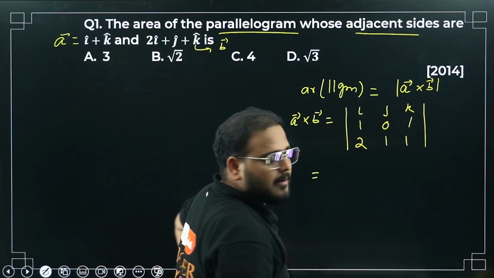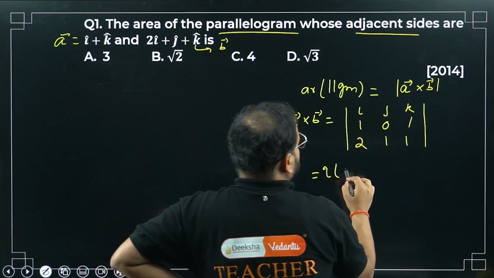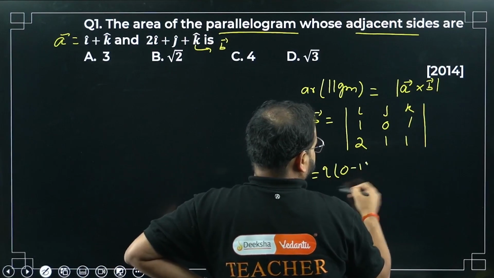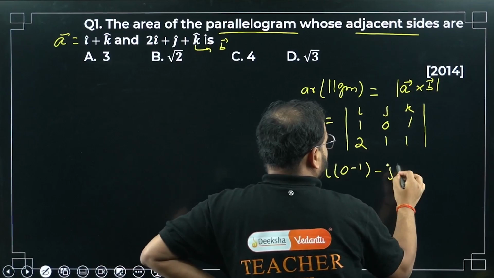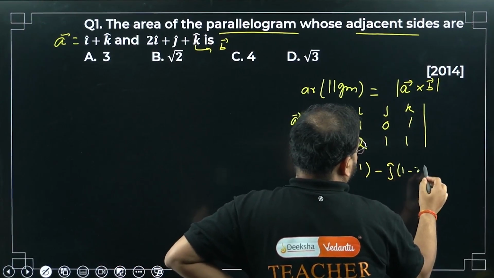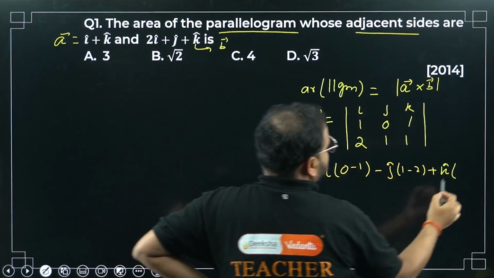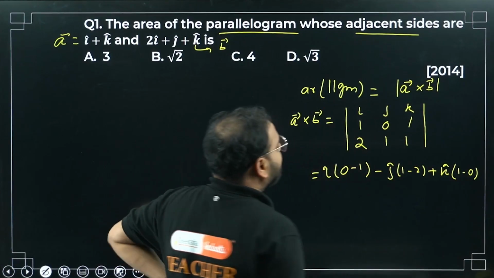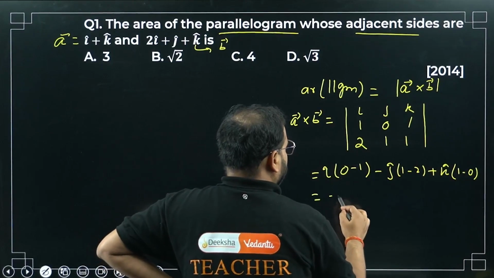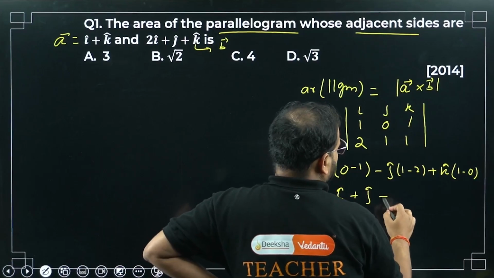Let's find the determinant first. With respect to i cap, I'll have 0 minus 1. With j cap, I'll have to put a minus sign because of the position of the j cap, and I'll have 1 minus 2. And with k cap, I'll have 1 minus 0. Please check now. So minus i cap plus j cap plus k cap.